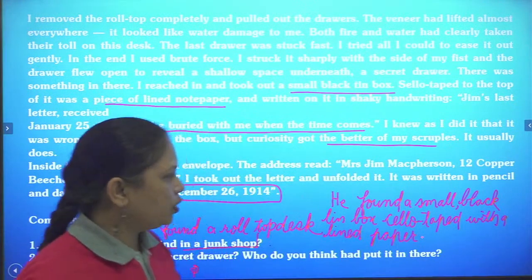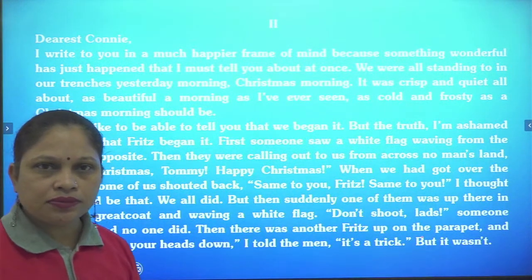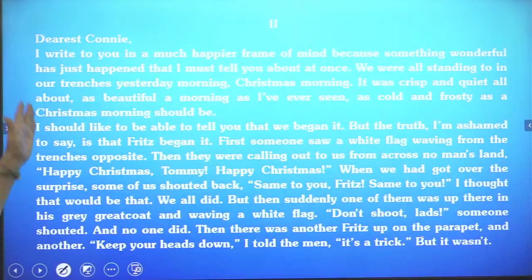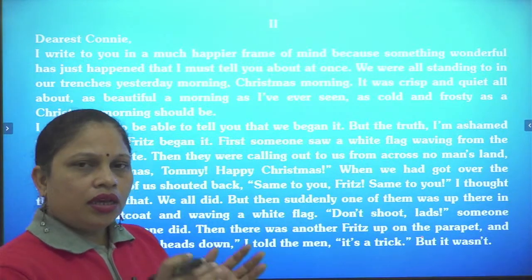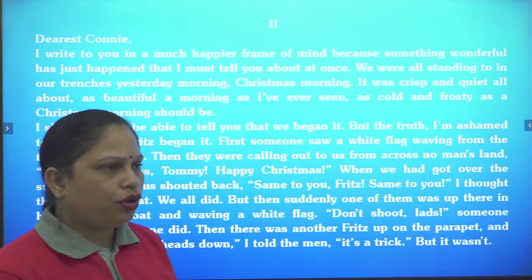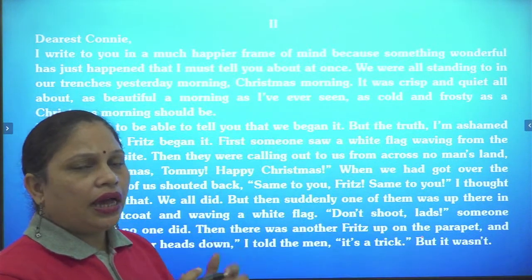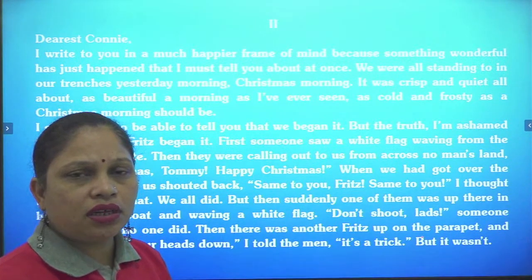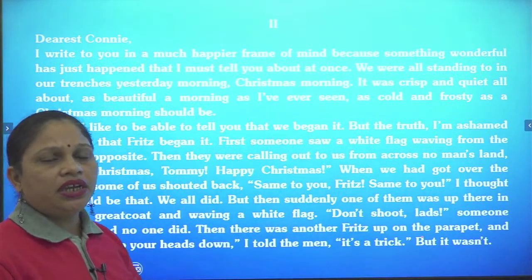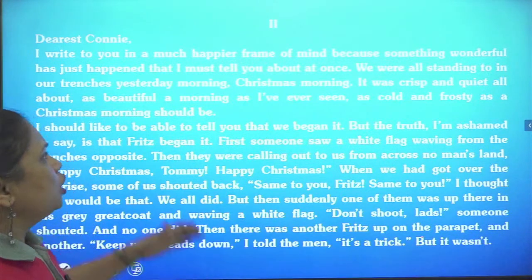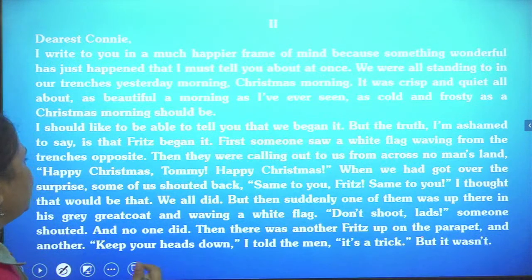So let's move to the next part of the explanation. Here section 2 of the story starts. What is given here? This is the beginning of the letter. This letter is given in the book exactly as it is. So now you are coming to another part of the story. We are going to experience the words from the letter, written by Jim McPherson to his beloved wife Connie McPherson. In the beginning you have the address. The writer is addressing the receiver.